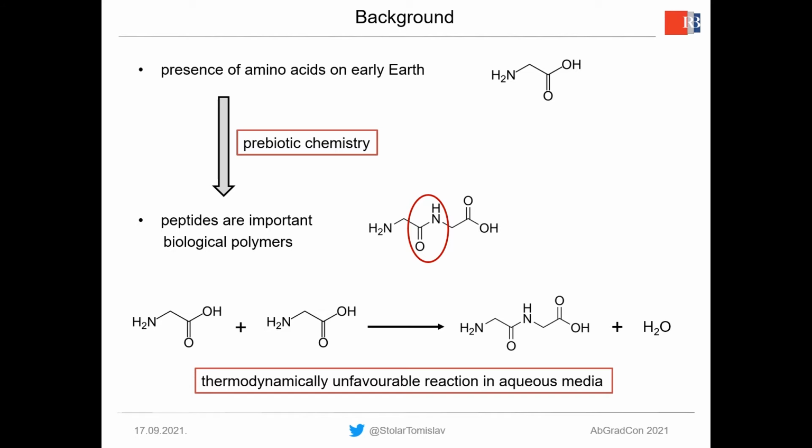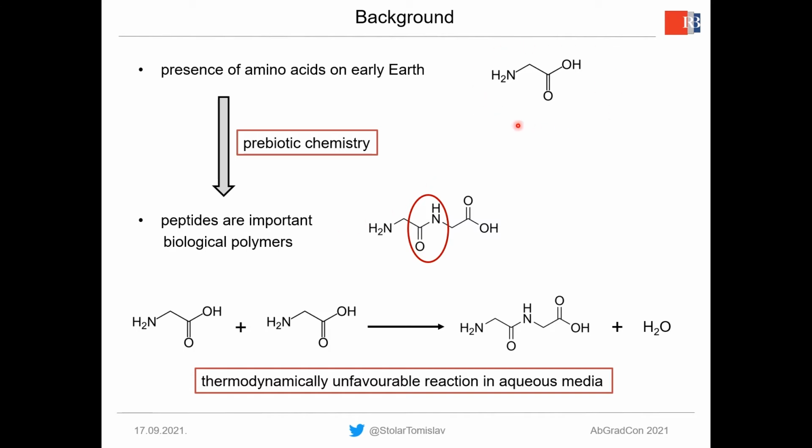To start with, the presence of amino acids on early Earth is consensually accepted by scientists in the field, either stemming from endogenous chemical routes or delivered extraterrestrially by meteorites. On the other hand, peptides are important biological polymers with many catalytic functions and are regarded to be included in ancient molecular symbiosis with nucleic acids.